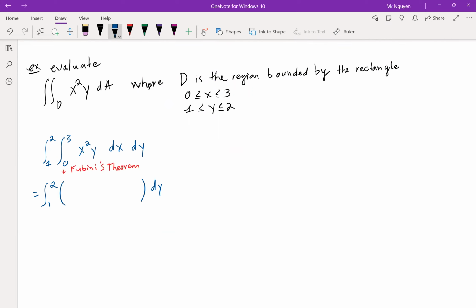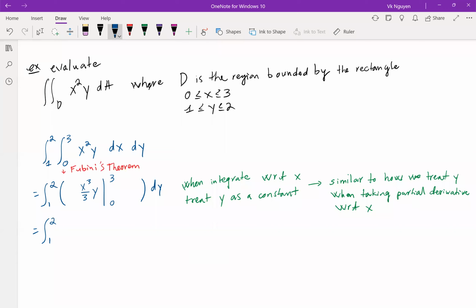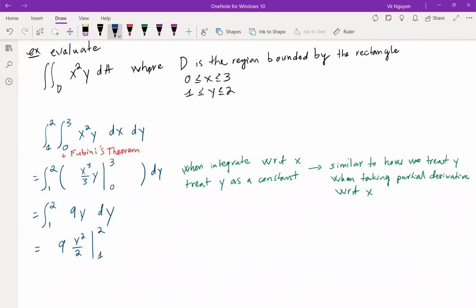We integrate with respect to x there, so it's going to be x cubed over 3 times y, evaluated from 0 to 3, with y from 1 to 2. 3 cubed over 3 is 3 squared, so that's 9y dy. Okay, so 9y squared over 2, from 1 to 2. I'm running out of room here, so 9 over 2 times (2 squared minus 1 squared). So 9 times 3 is 27 over 2.